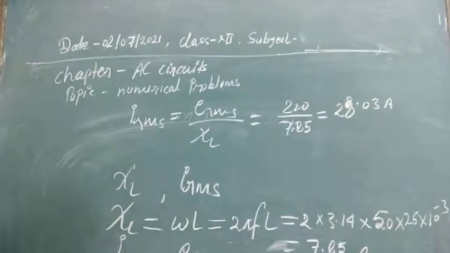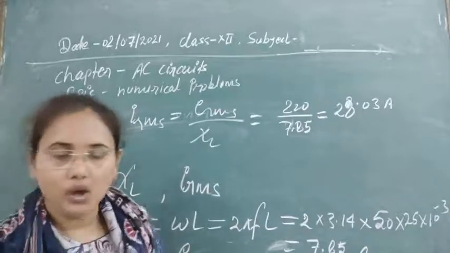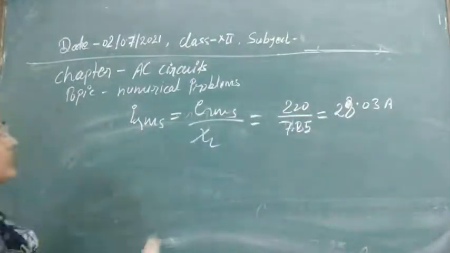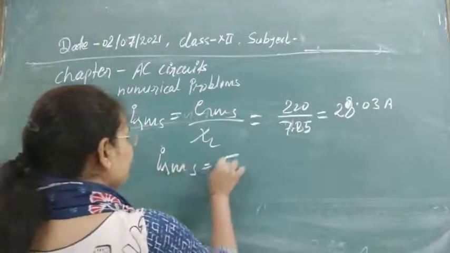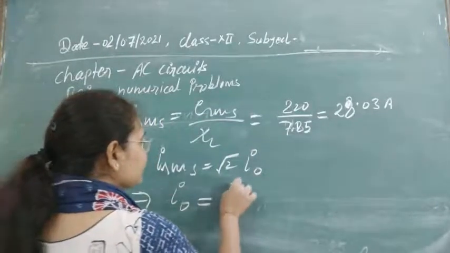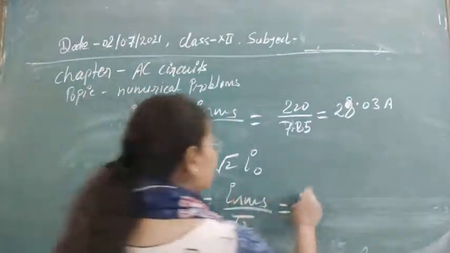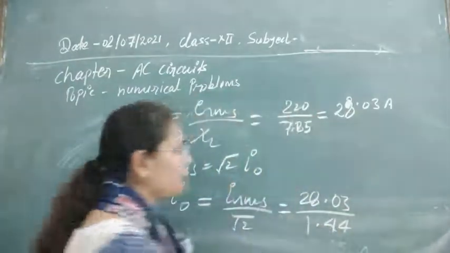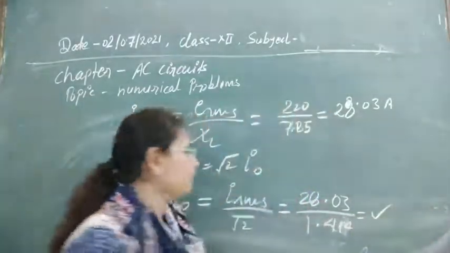Now next, in the same question, if I ask to find out the peak value of the current, or the maximum value of the current that is flowing in our circuit, we can find it easily by using the IRMS concept. As we know, IRMS is given by peak value upon root 2. So if we find the peak value, it is given by IRMS times root 2. From here, if we solve the equation, this is 28.03, and in place of root 2, we can write 1.414, and we can solve this equation, and that will provide you the value of the peak current here.